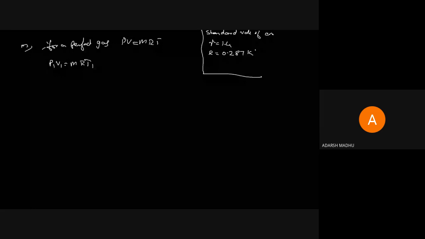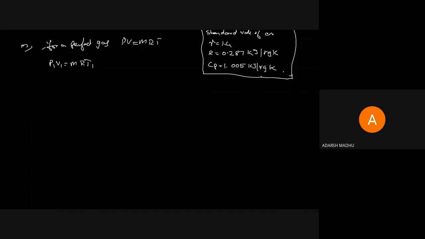The R value is not given, so we can assume the standard values of air. Please write down the standard values of air. Gamma equals 1.4, R equals 0.287 kilojoule per kilogram Kelvin, and Cp equals 1.005 kilojoule per kilogram Kelvin. These are the standard values of air. If not given, we can assume them.